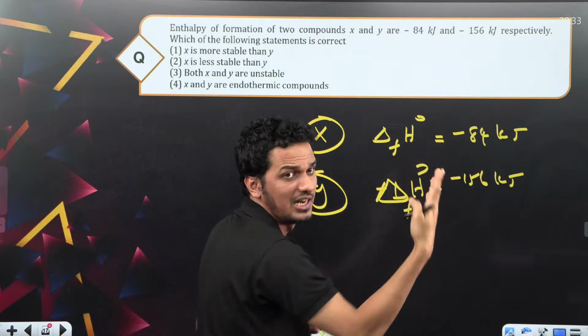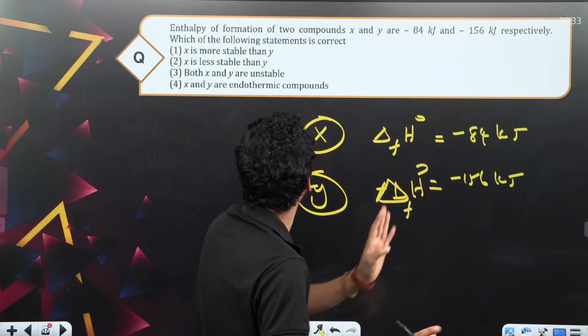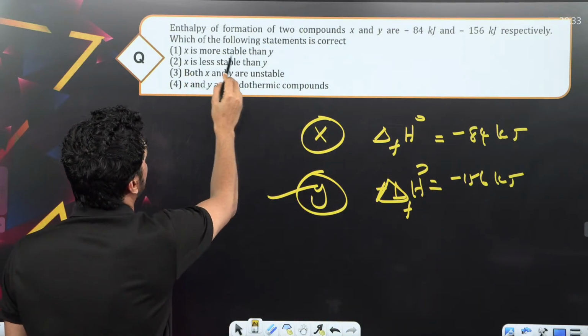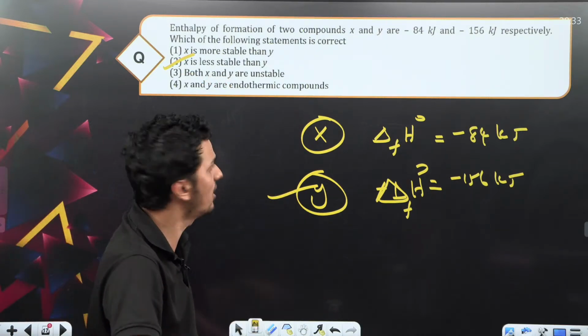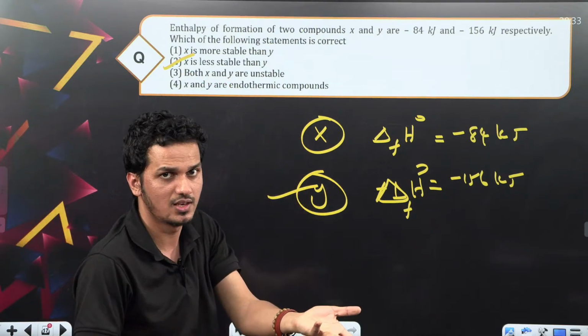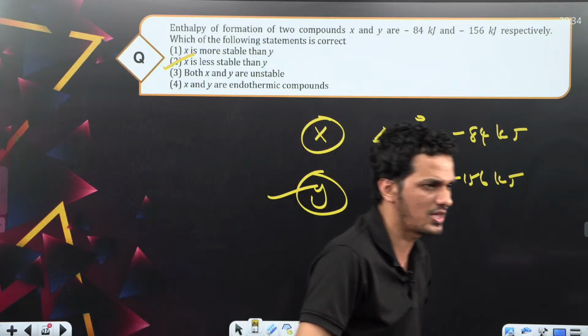This minus represents releasing. So Y is releasing more, so Y is more stable. Here they are telling X is more stable than Y. X is less stable than Y. Yes, Y is more stable, or else X is less stable than Y. Simple, okay, guys.